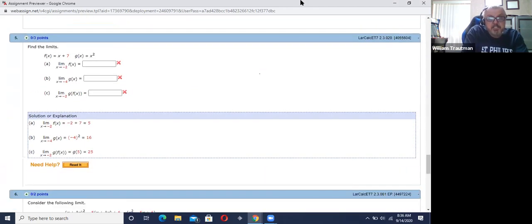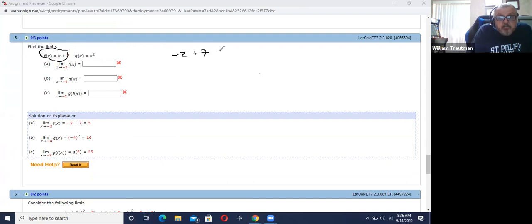Okay, so let's find these limits for number 5. If you can plug the number in, then do it. Let's find the limit as x approaches -2 for f. You just plug the -2 in there, and the answer is 5. Plug -4 in there for g, and you get 16.